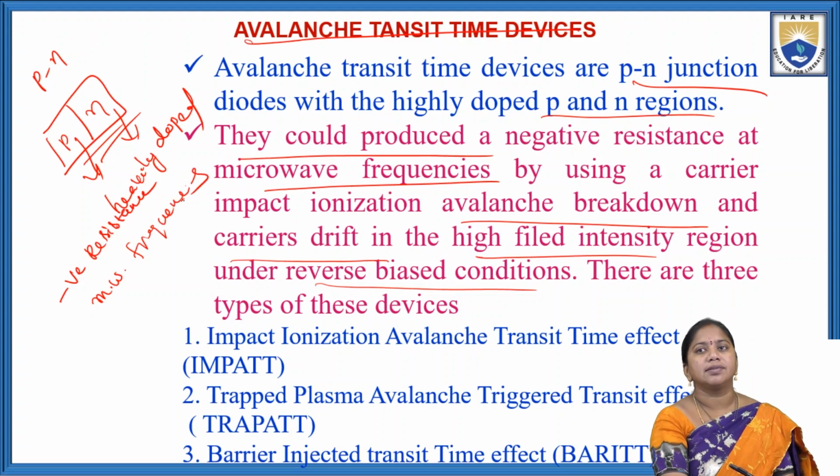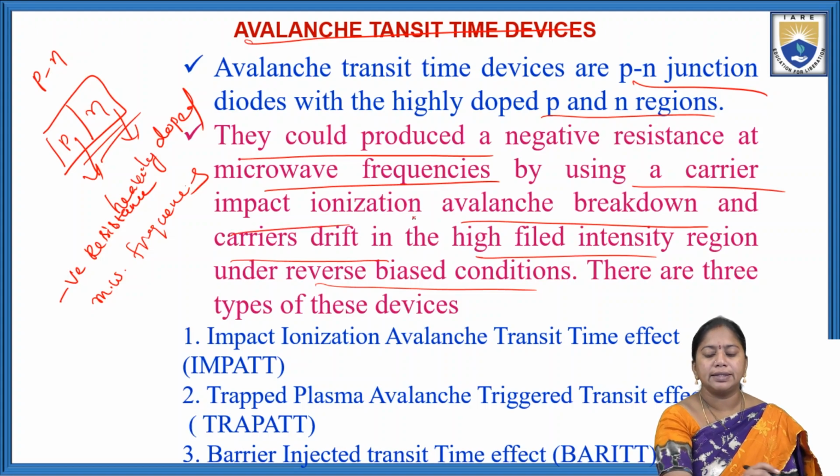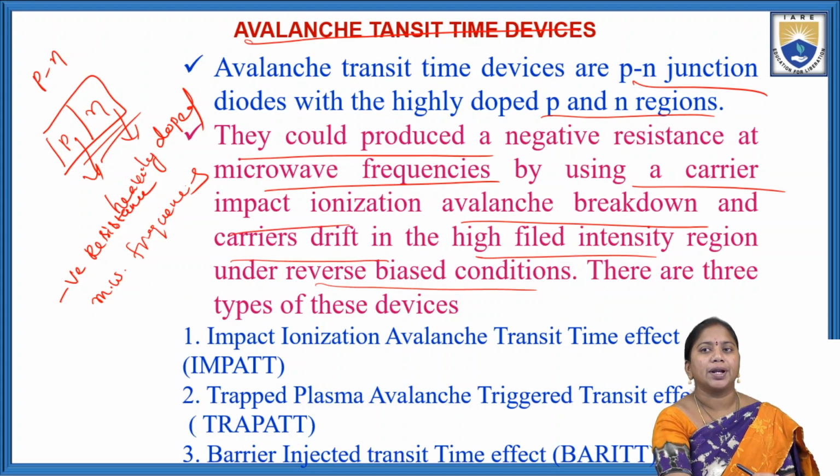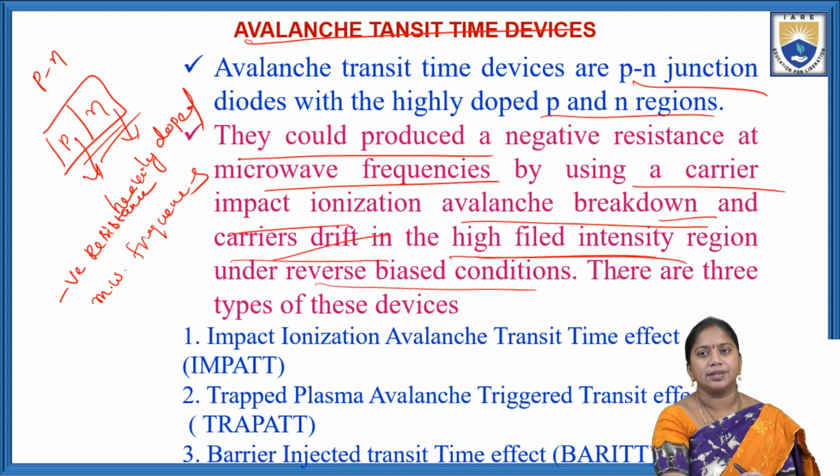Avalanche transit time devices produce a negative resistance at microwave frequencies by using carrier impact ionization, the avalanche breakdown process and carrier drifts. Those are operated in the high field intensity region by using reverse biased conditions.